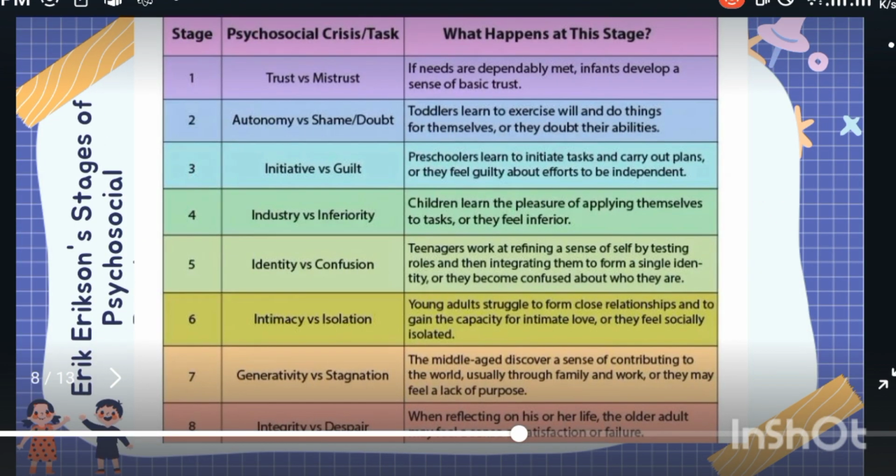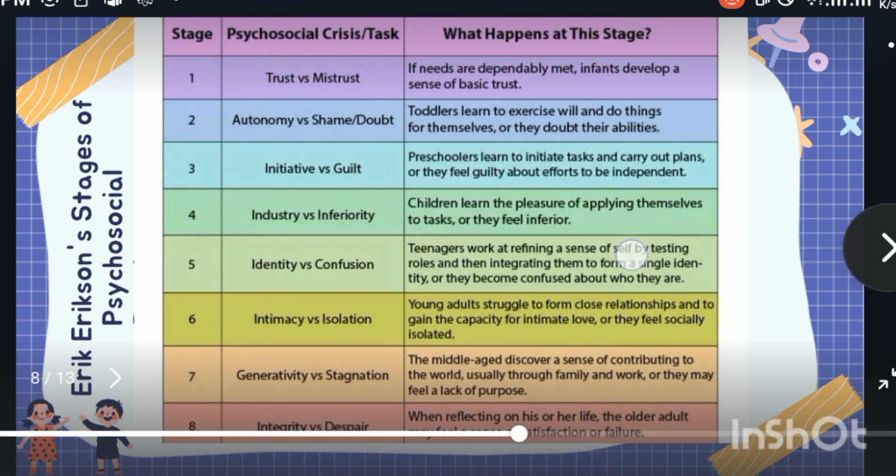In the third, initiative, the preschoolers learn to initiate tasks and carry out plans, or they feel guilty about efforts to be independent. At this stage, if people do not let them do their things and do not appreciate them, they are shy in a classroom as well as at home, so they are in guilt.